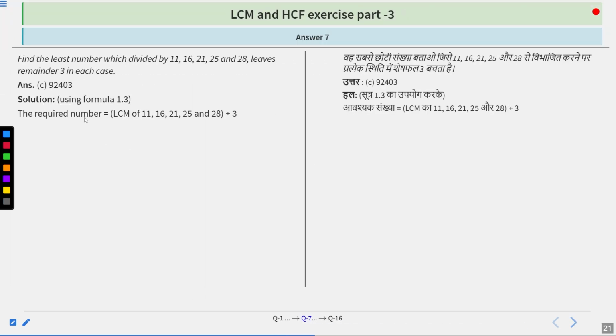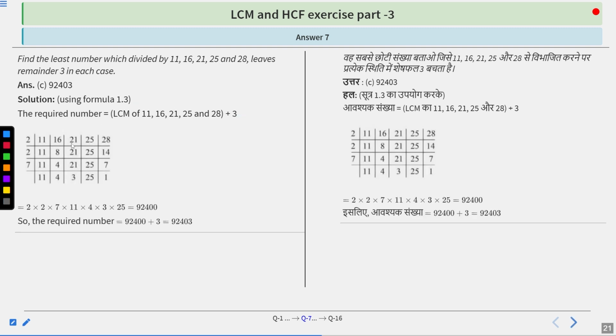So the required number is equal to the LCM of 11, 16, 21, 25, 28 plus remainder, that is 3, formula 1.3. For the LCM, we have used the common division method. So the LCM is 2 into 2 into 7 into 11 into 4 into 3 into 25 into 1, that is equal to 92,400. So the required number is LCM plus remainder, that is 3. 92,403 is the correct answer.